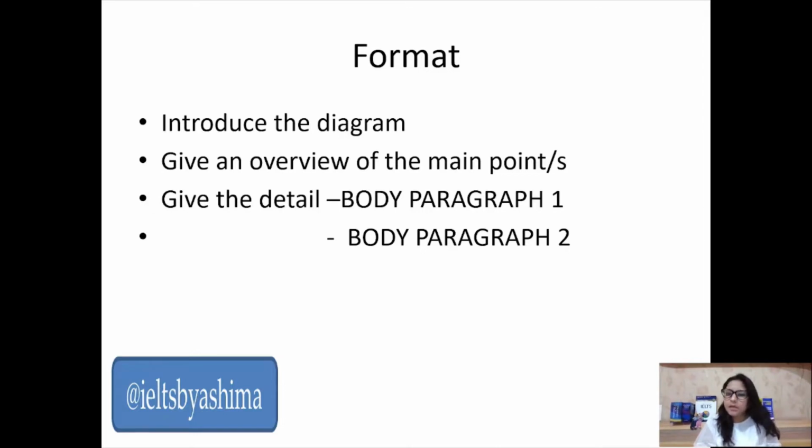Body paragraph 1 and body paragraph 2. Give the details. The rest of the details we have to give in our body paragraph 1 and 2. Half information in body paragraph 1 and half information in body paragraph 2. All right, fine. Let's move.